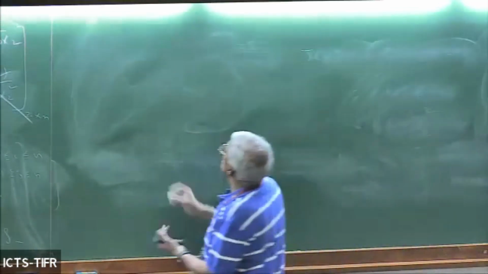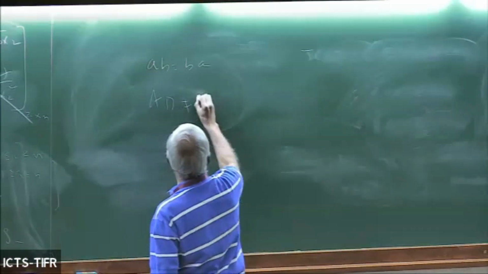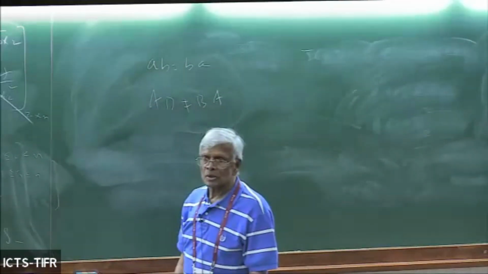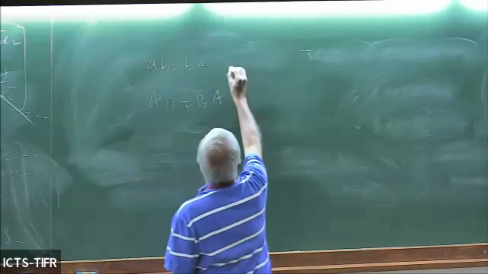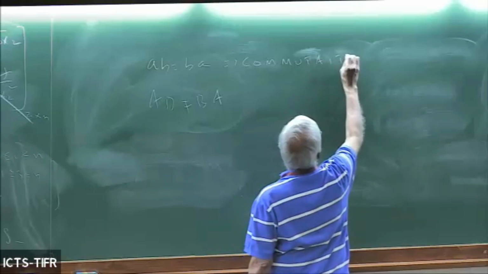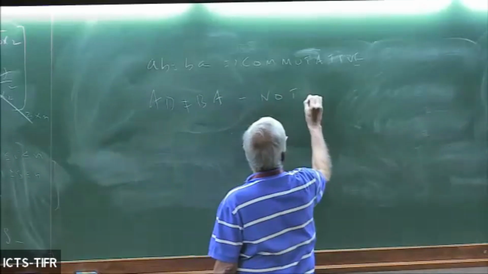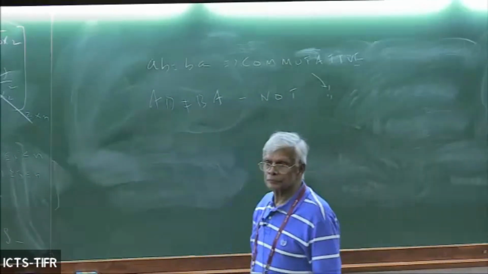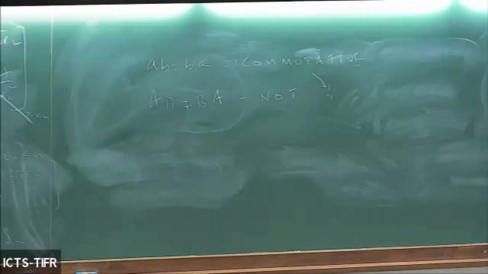In numbers, AB is BA. In matrices, AB is not equal to BA. If AB is equal to BA, means what? It is commutative. It is not commutative. So matrix algebra is a non-commutative algebra. Real algebra is a commutative algebra. In vector algebra, it's commutative with respect to inner product.